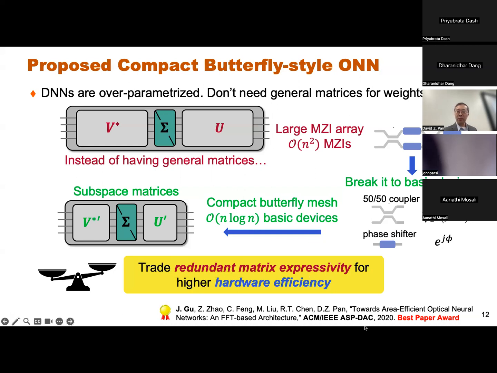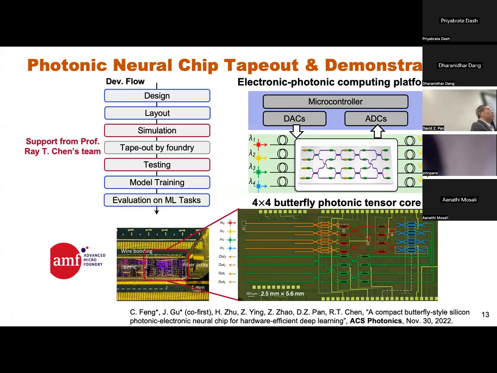By the way, this is a paper we originally published at ASP-DAC 2020, 3.5 years ago, almost 4 years ago. We got the best paper award. But after that, we said, hey, this is so cool, we should try to tape out the chip. Indeed, we taped out the chip through AMF, but it cost us a lot of time, and the students had trouble figuring out how to test it, because optics is relatively new, right?